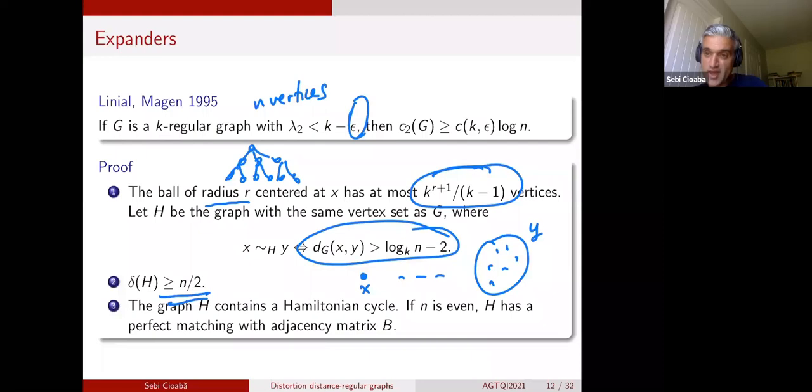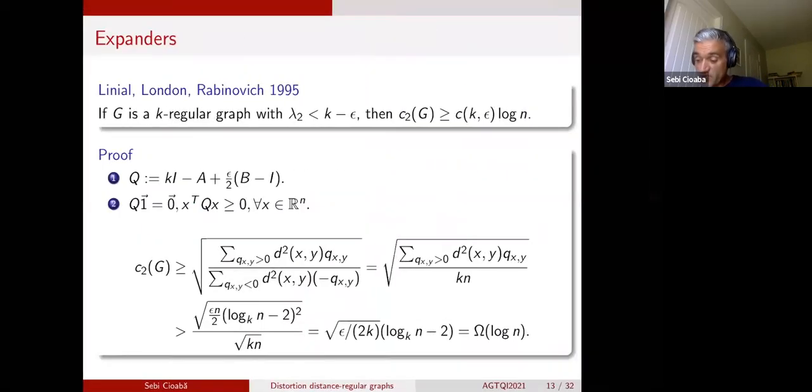But they don't need the Hamiltonian cycle. They want a perfect matching. So let's just do this for n even. So this graph H has a perfect matching with adjacency matrix B. So you basically have these pairs of vertices, X, Y, that are far apart in the graph G between them. So you paired up these vertices, and then you define the matrix Q.